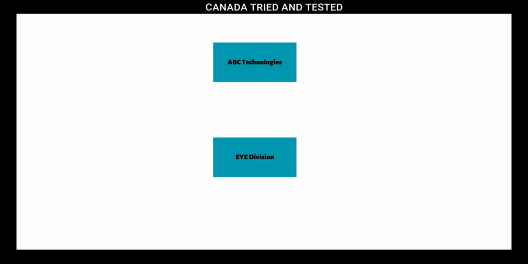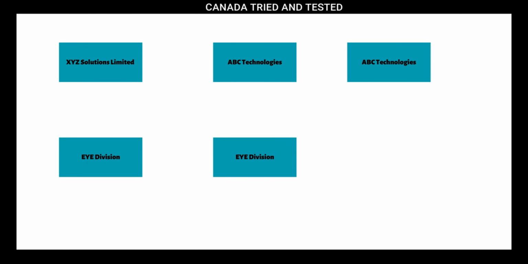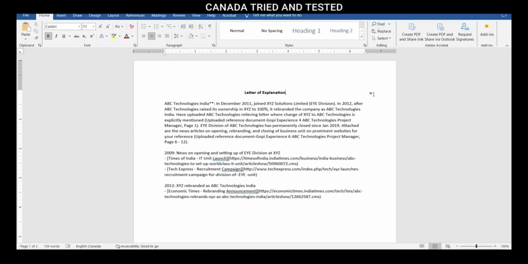After some time, XYZ Solutions Limited was rebranded as ABC Technology, and the division remained as it is, the EY division. After I left, this company was still existing as ABC Technology, but this division was completely closed. So all the documents I had were related to this EY division. And when I was submitting this to IRCC, I did not want any guesswork to happen. So what I did, I wrote a letter of explanation where I mentioned the period during which I was part of this company, and then gave an explanation of exactly what happened.